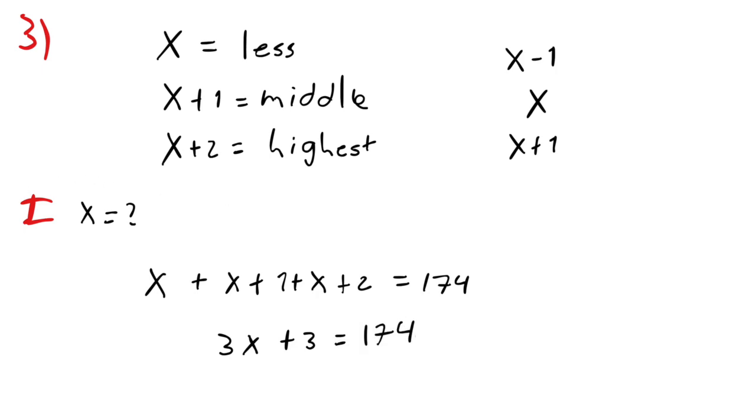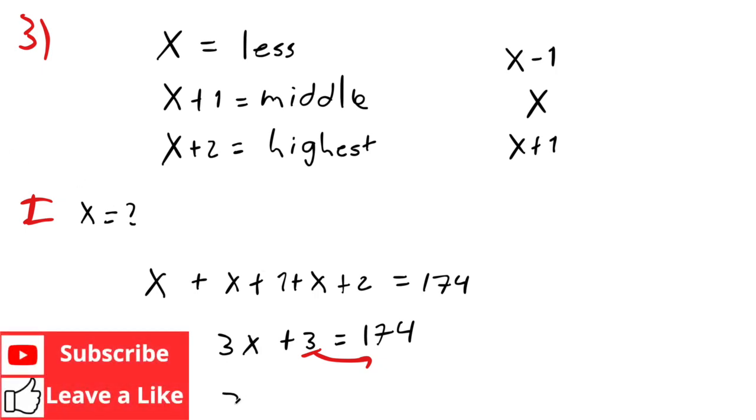We pass the 3 to the other side. You tell me to subtract or to add. I don't know. You guys are the ones to tell me. So 3x is equal to 174 minus 3. Of course, it does the opposite. Remember. Now what happens next? 3x would be equal to 171. Perfect. This is the harsh part. And so x is equal to 171 over 3.